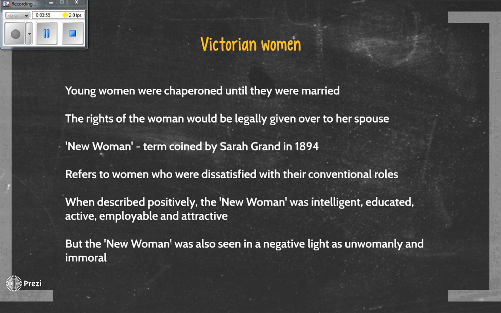However, the 1895 audience of Earnest may well have defined Gwendolen and Cecily as new women. This term was coined in 1894 by the novelist Sarah Grand to describe women who were dissatisfied with their conventional roles and sought wider fields of action than domesticity. In positive descriptions of the new woman, she was intelligent, educated, active, employable, and attractive. In negative versions, she was described as unwomanly and immoral.